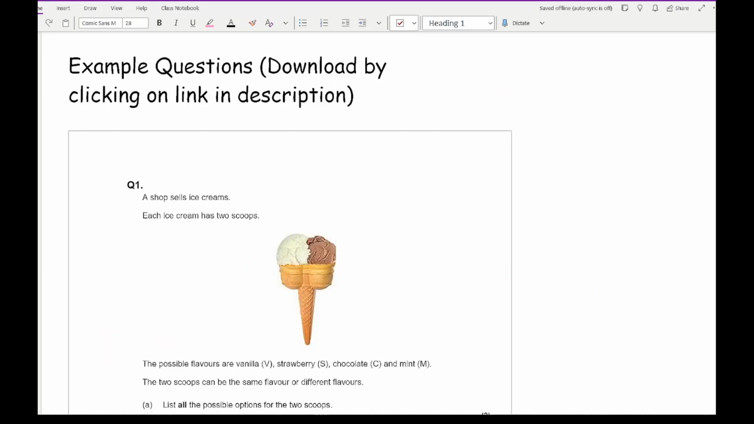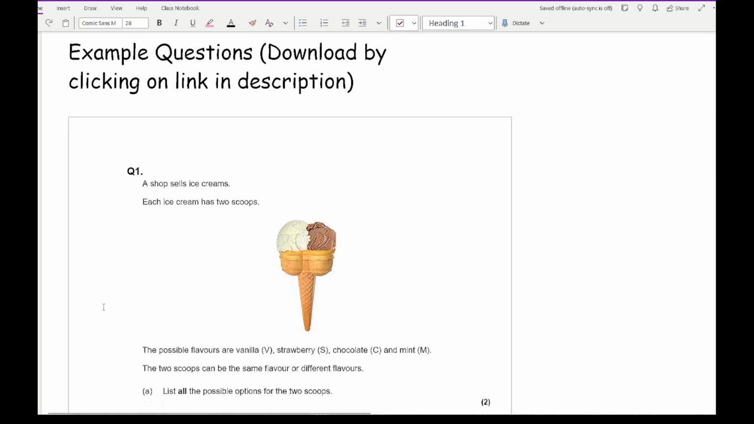So now let's have a look at some example questions that cover all the above topics. Now a little reminder is you can have access to these questions by clicking on the link in the description below, and I strongly recommend that you do that so you get an idea of what you know and what you don't know. So let's move on to question 1.